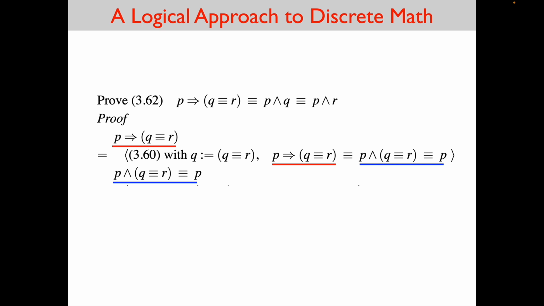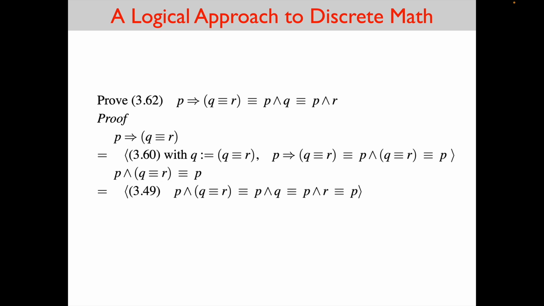Next step, 3.49, which we have reproduced here. P and open paren Q equivales R close paren equivales P and Q equivales P and R equivales P. Now here is a situation that happens frequently when you have a string of equivales. And notice, what do we identify? We identify not only the P and Q equivales R, but we also identify the equivales P, like that.